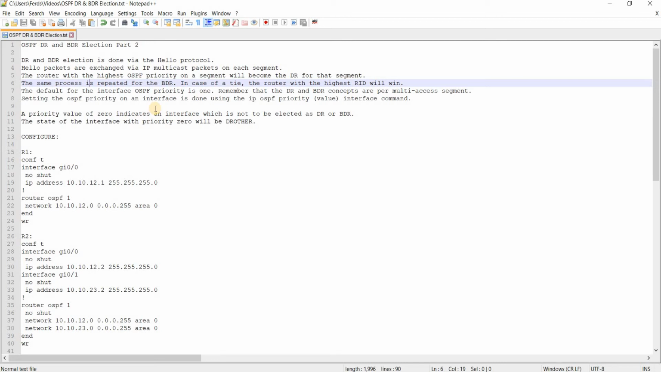Remember that DR and BDR concepts are per multi-access segment, so not actually per area. Setting the OSPF priority on an interface is done using the ip ospf priority value interface command. A priority value of 0 indicates an interface which is not to be elected as DR or BDR. The state of the interface with priority 0 will be DROTHER.